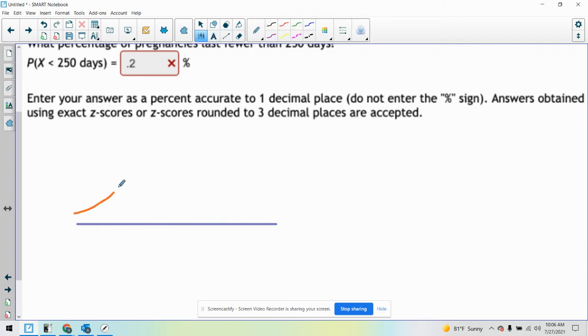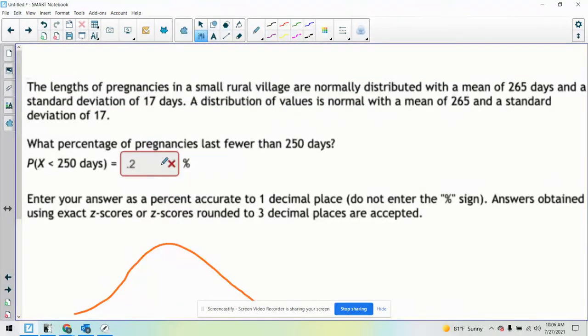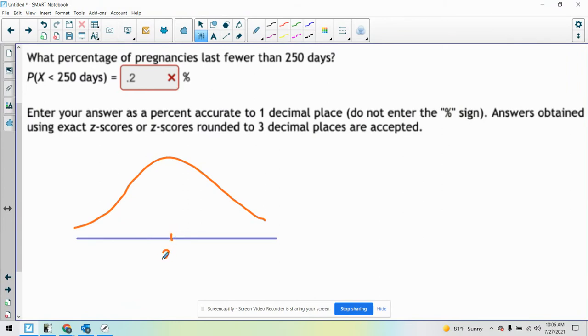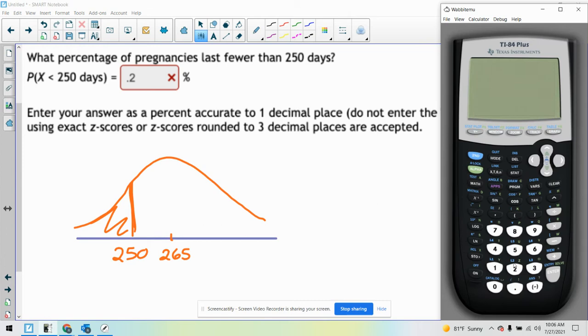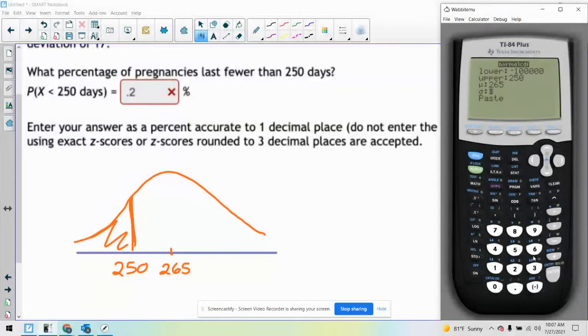Do this every time. Put the mean in the middle, 265. So I want to know what percent lasts less than 250. I'm looking for that. So in our calculator, that's going to be just a normal CDF. My lower bound is some really negative number. I'm just going to do negative 100,000. My upper bound is 250. My mean is 265. And my standard deviation is 17.